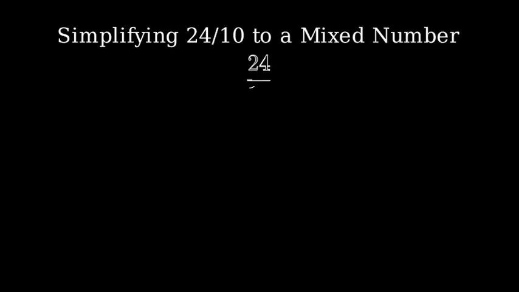Simplify 24 tenths and convert it to a mixed number. We'll break this down into clear steps. First, let's find all the factors of 24 and 10.